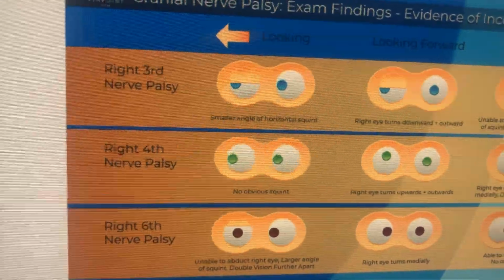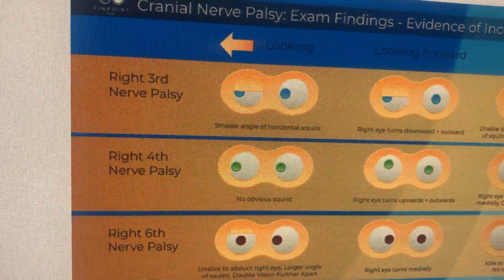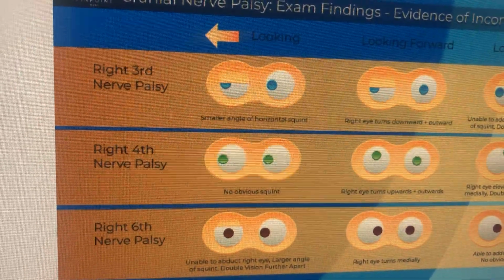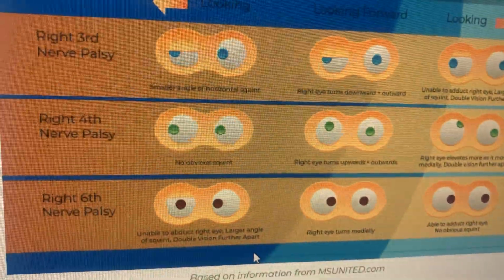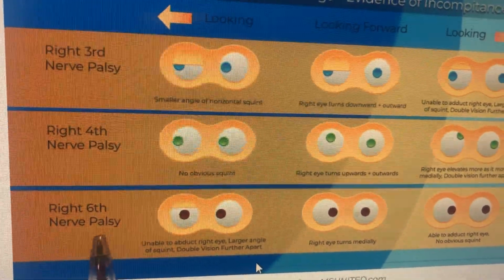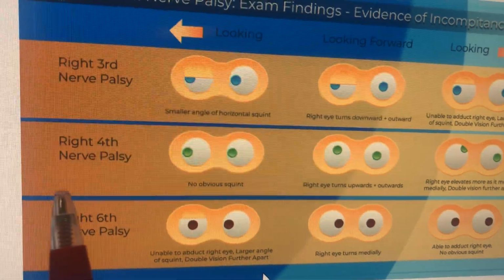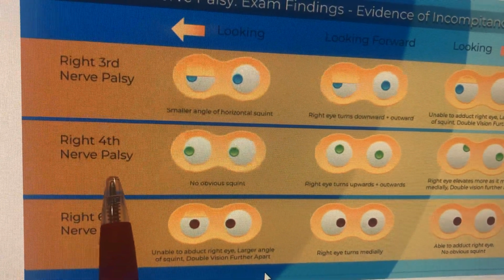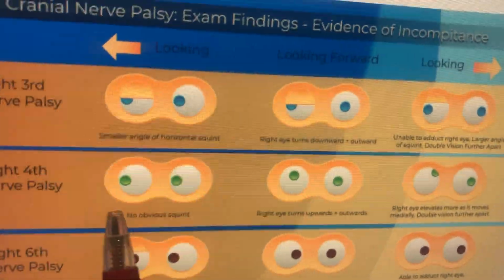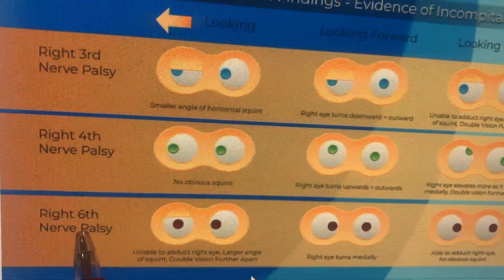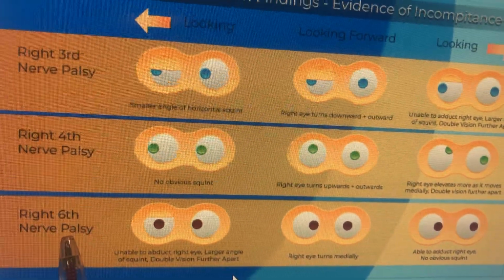So we're going to start with a mnemonic that I learned in medical school. It's LR6 and SO4. So LR6 means lateral rectus is supplied by the sixth cranial nerve. And SO4 stands for superior oblique muscle, which is supplied by the fourth cranial nerve. So let's start with the sixth cranial nerve, because in my opinion, that's the easiest one to remember.